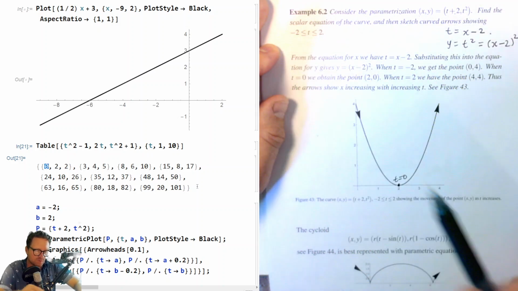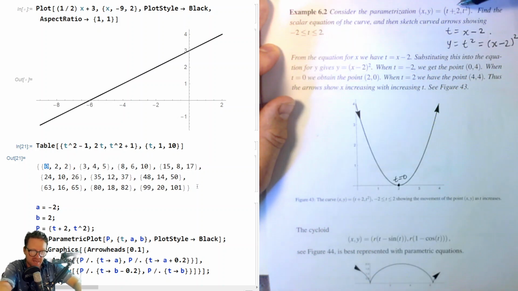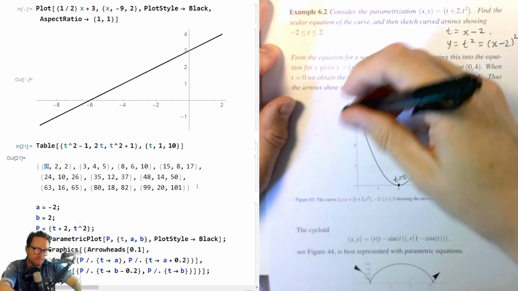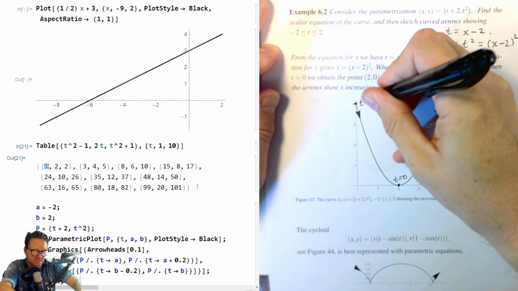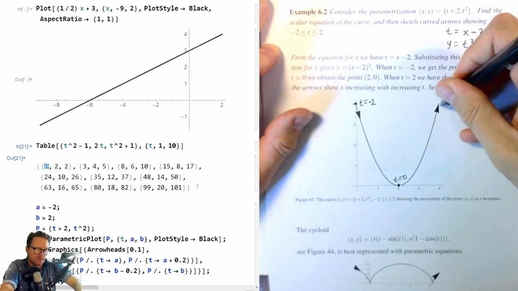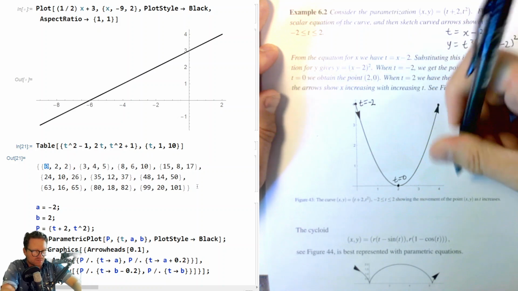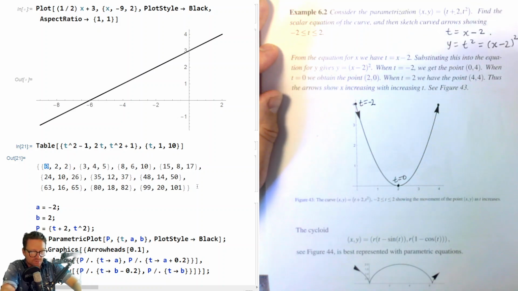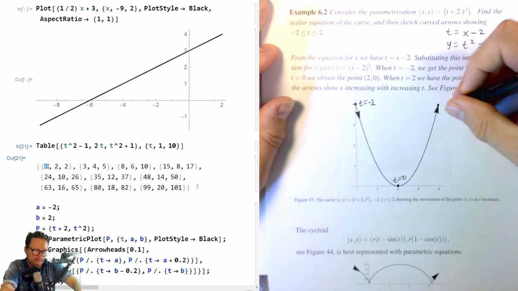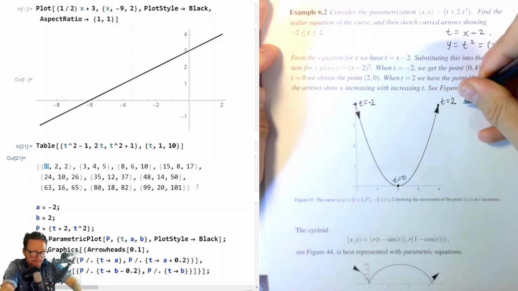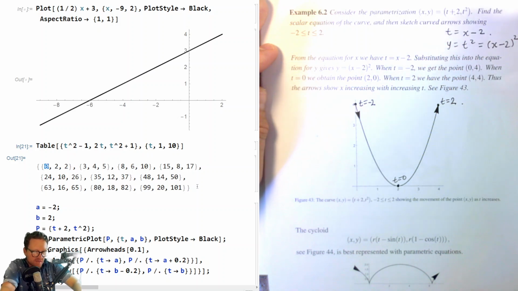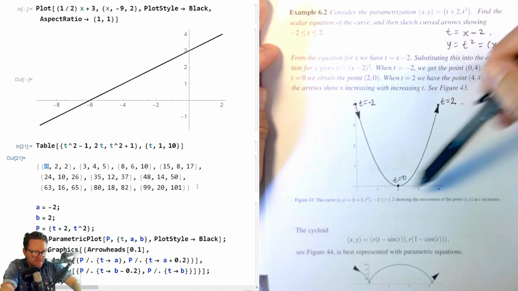Okay, now when t is equal to minus 2, if I sub that into this, I get 0, 4. So the point 0, 4 happens when t is equal to minus 2. Now if t is equal to 2, subbing in 2 here, we'd have 2 plus 2 is 4. 2 squared is 4, so this is the point 4, 4, which happens when t is equal to plus 2. Okay, so have we answered that question? The curve there is sketched.